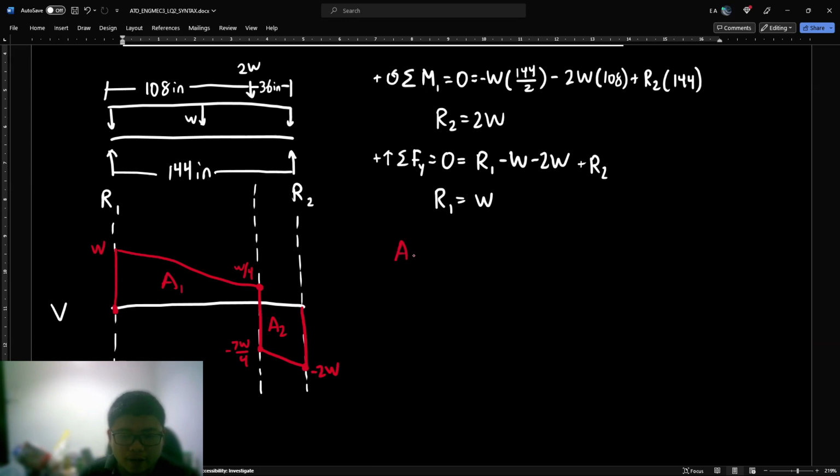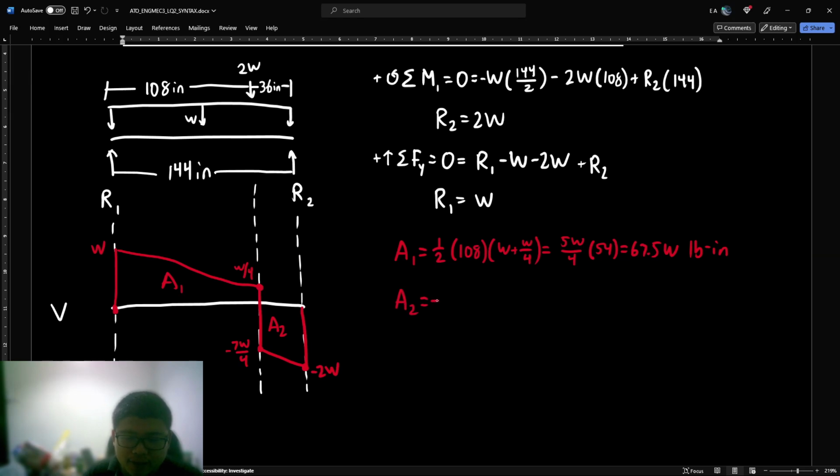So for area 1, this is going to be equal to 1/2 times 108 inches times W plus W over 4. Take note, we're using 108 in this formula because this is the area of a trapezoid. So we're going to get here 5W over 4 times 54, which is equal to 67.5 W. This is in pound inches.